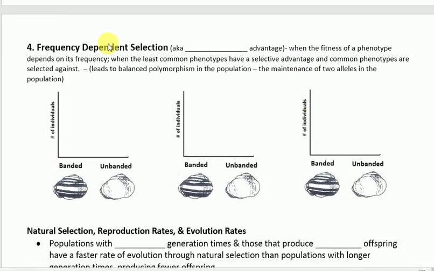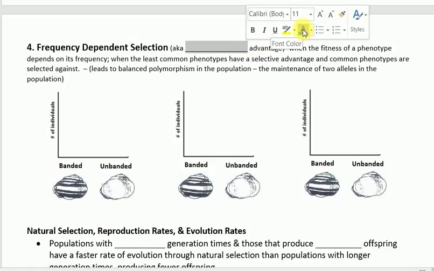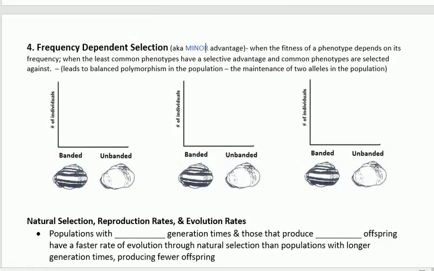Our 4th kind of natural selection is frequency-dependent selection. This is also known as the minority advantage. So when the fitness of a phenotype depends on its frequency, the least common phenotypes have a selective advantage and common phenotypes are selected against. This is again going to lead to that balanced polymorphism in the population, as well as the maintenance of 2 alleles.